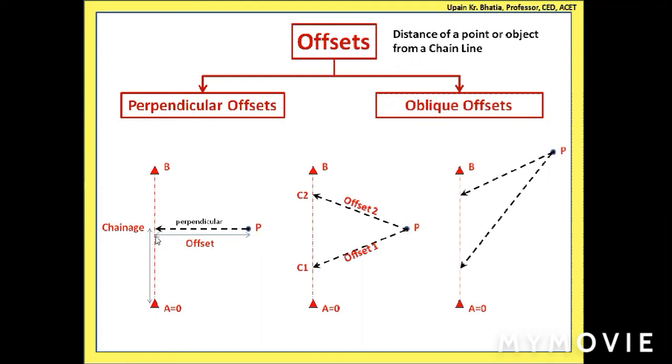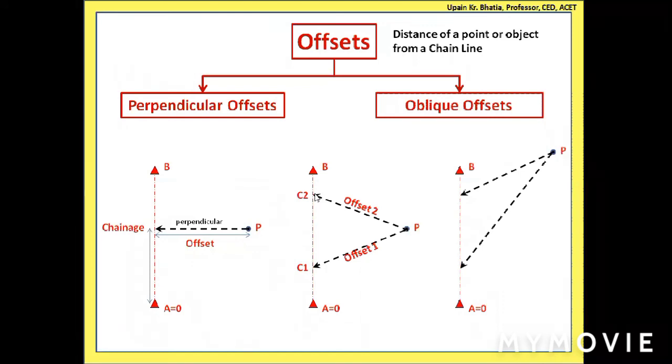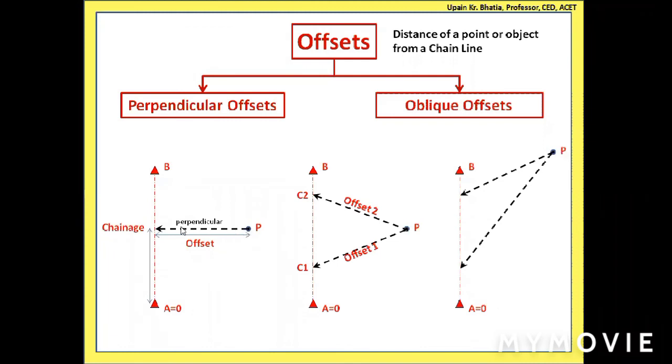So in chain surveying, this is an important thing. See, oblique offsets you don't have to worry about, because you need to know only two distances at corresponding chainages. That's it. But in case of perpendicular offset, you need to ensure that the offset that you are measuring is perpendicular to this line AB.